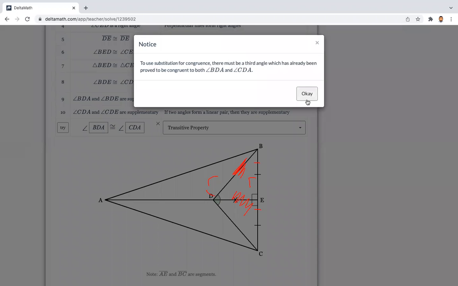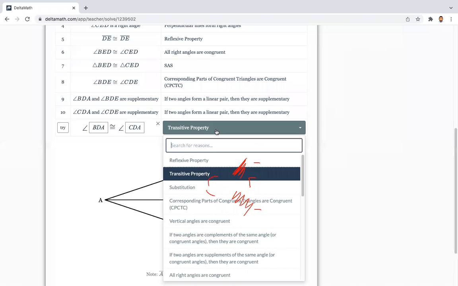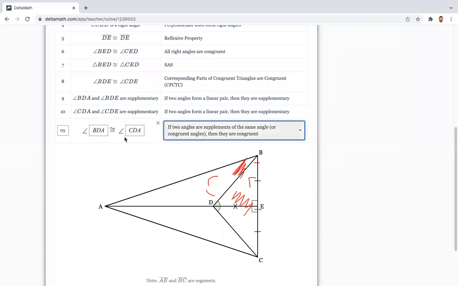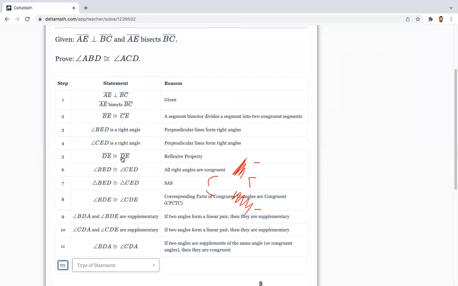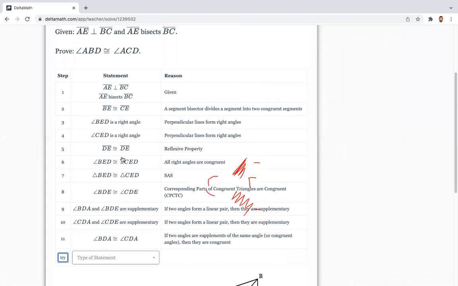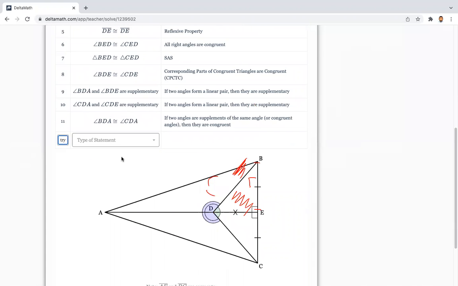To substitution, there must be a third angle. Oh, they have some weird thing. Yeah, something about supplementary angles. Yeah, supplements of the same or congruent angles. Okay, Delta Math, we'll accept what you say. ABD, ACD. ABD, ACD.